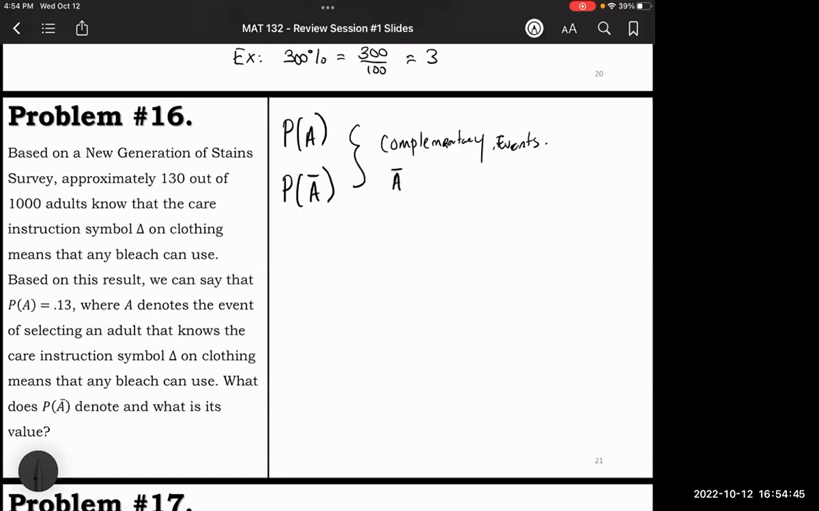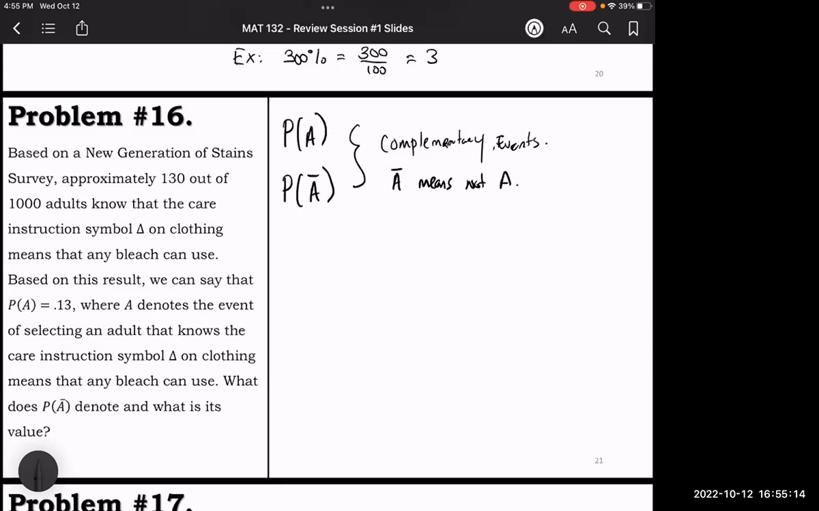A bar means not A. That's it. It's like saying the opposite. Like, let's say I said that today is a sunny day. What would be the complement of saying sunny day? What's one possibility? It's a rainy day, or it's a gloomy day, cloudy, snowy day. All right. So A bar just means not A.